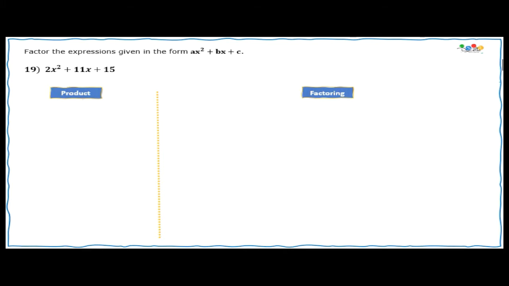So let's read the problem. The problem says factor the expression. So I know what you're thinking. Miss, that's exactly what we've been doing, factoring. Yes, but there's going to be a little bit of a difference on this question. So let's see if you can see the difference.